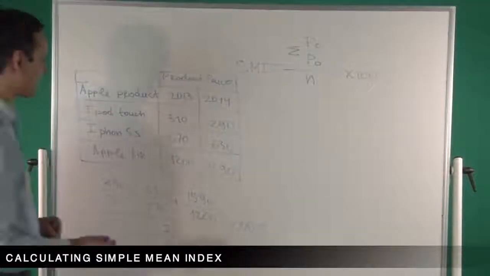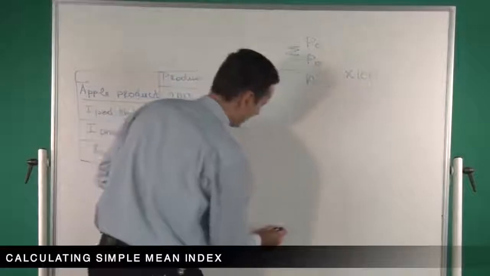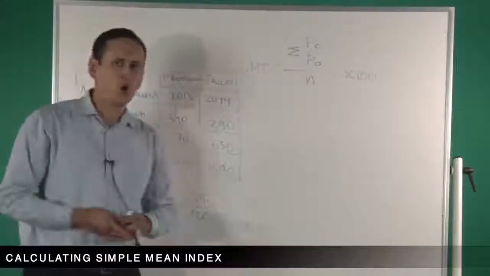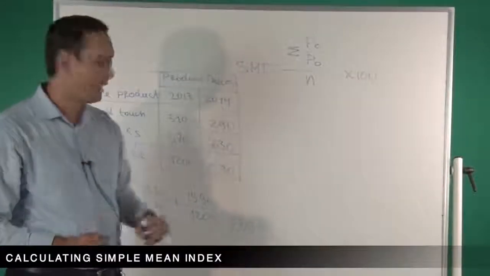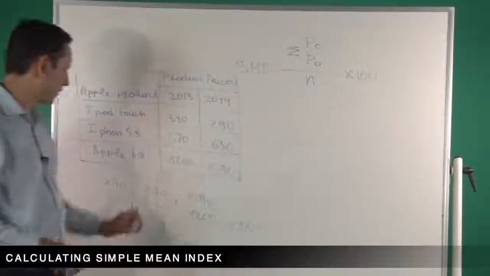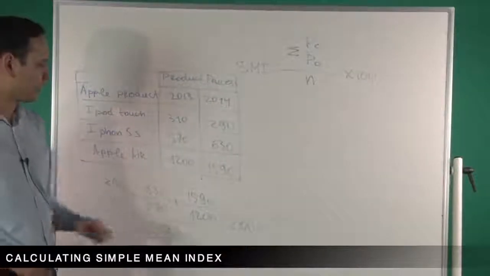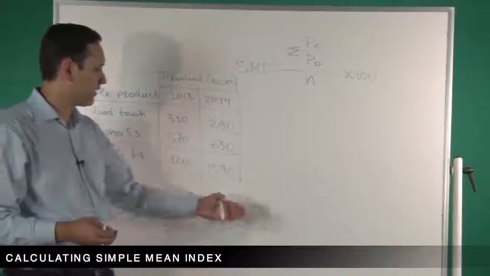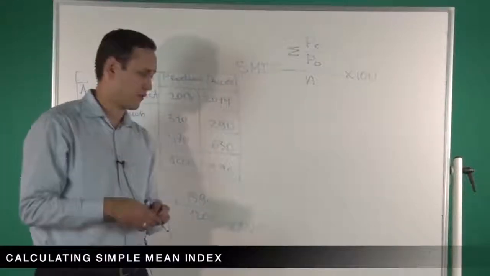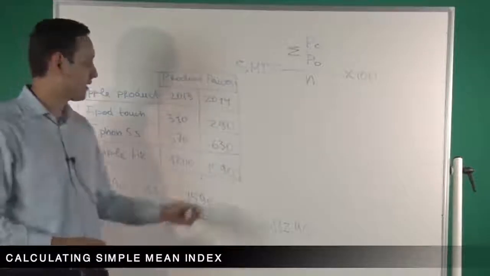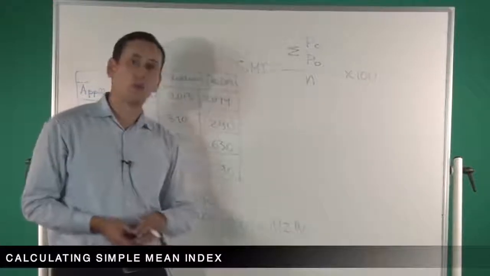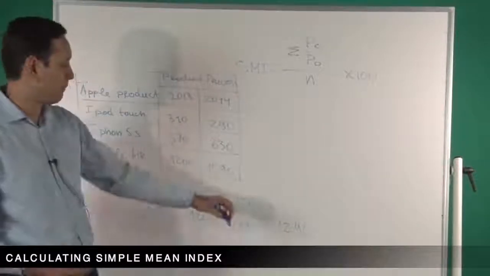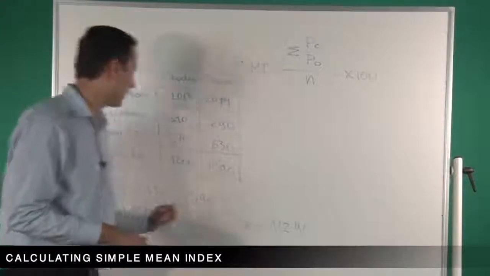So in our case, it's going to look like this. So pause this video for a minute and calculate these numbers, divide these numbers for yourself and see what answer you're going to get. And I will give you the answer just right away. So our simple mean index for this problem is 112.90. So if you get the same answer, you did the calculations correct.